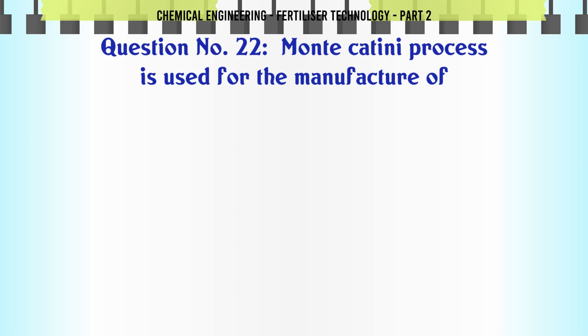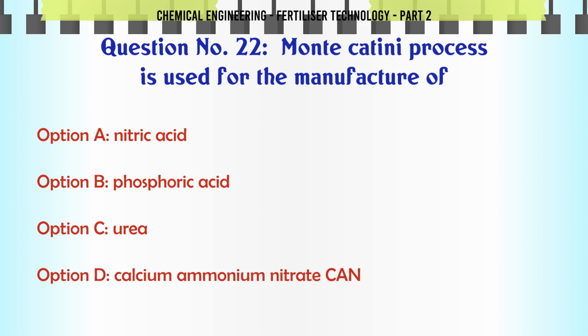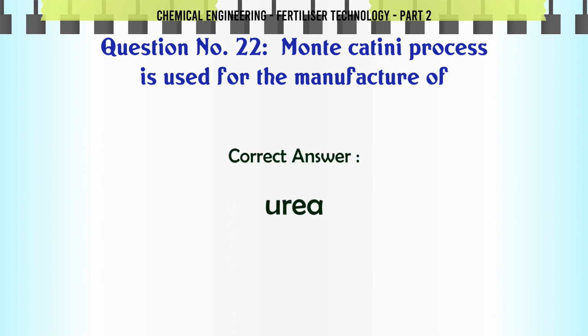Montecatini process is used for the manufacture of A. nitric acid, B. phosphoric acid, C. urea, D. calcium ammonium nitrate, CAN. The correct answer is urea.